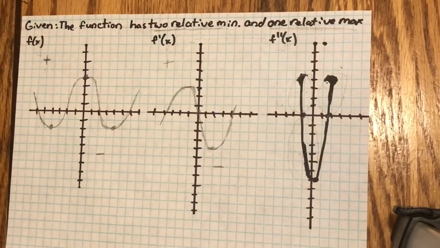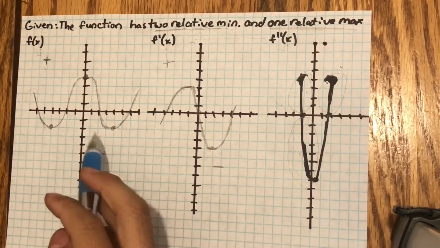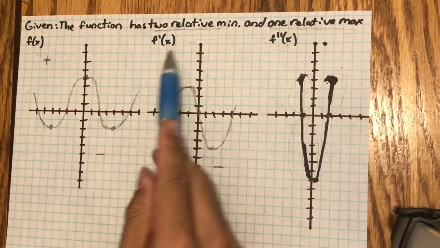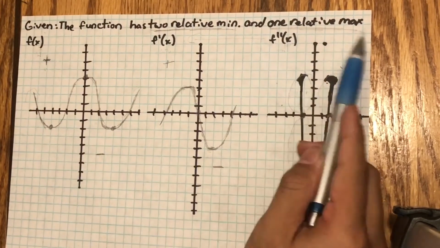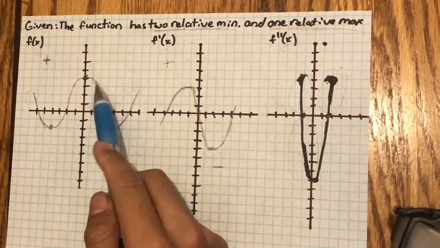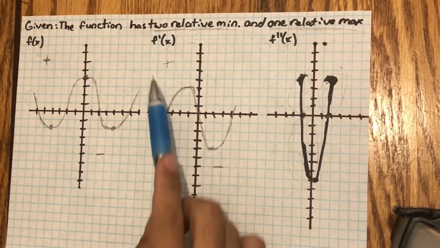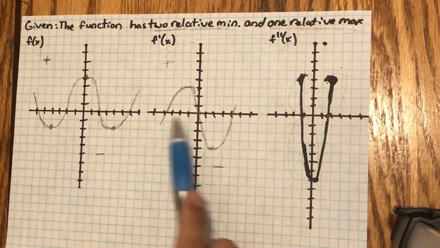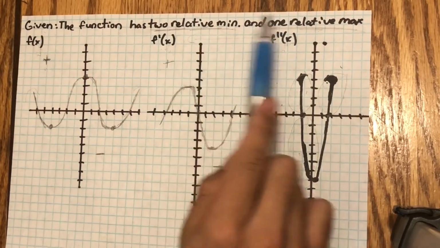What a beautiful graph. Notice that our graph satisfies the criteria as stated in the beginning of the problem, where it states it must have two relative minima and one relative maximum. As you can see, this is the reason we extended the graph of f prime of x, so we could graph the graph of f of x easily while satisfying the criteria.